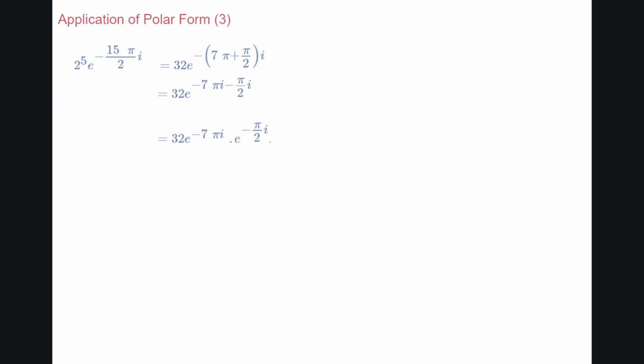And now we'll use an index rule to break up the index in the term. So we'll get 32 e to the minus 7 pi i times e to the minus pi on 2i. That's using the rule that when you multiply terms in index form with the same base, you add the indices. We're actually using that one going backwards.